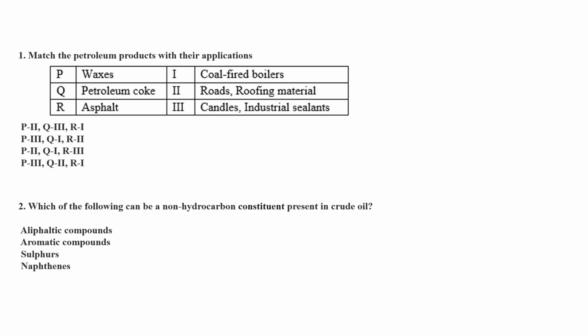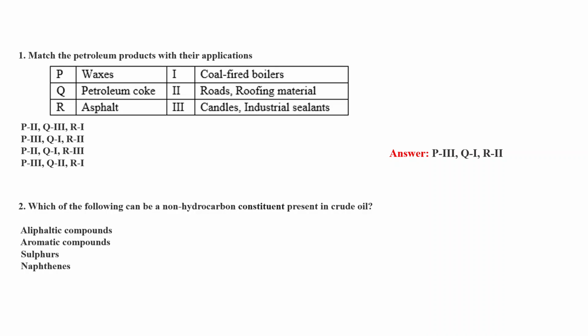Okay, the answer to this I will be telling. Waxes are basically used in candles and industrial sealants, the third one, P to the third one. Petroleum coke is used in coal-fired boilers, and asphalt is used in roads and roofing materials. So the answer to this is P3, Q2, and R1. Just a second. Okay, sorry, Q1. It is right. So P3, Q1, and R2.